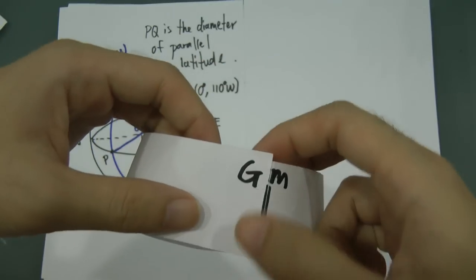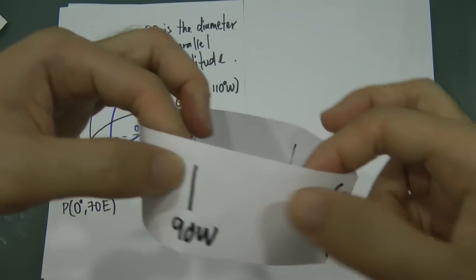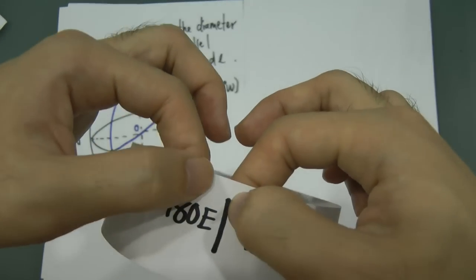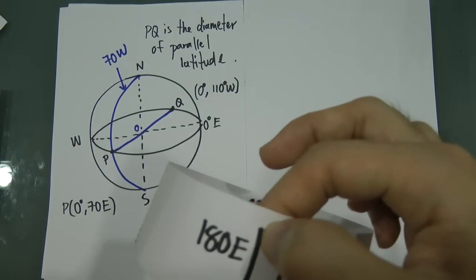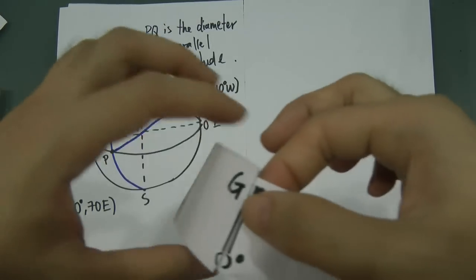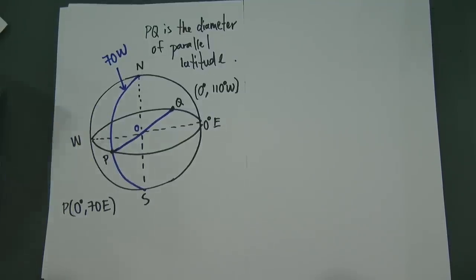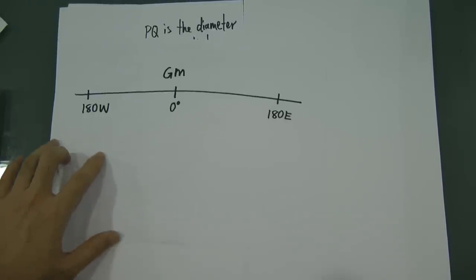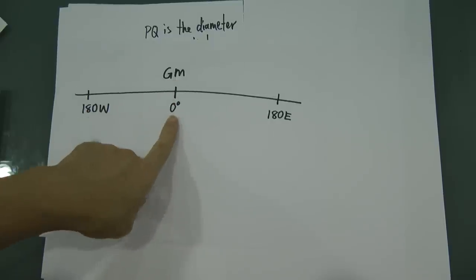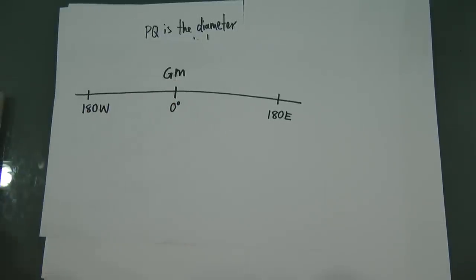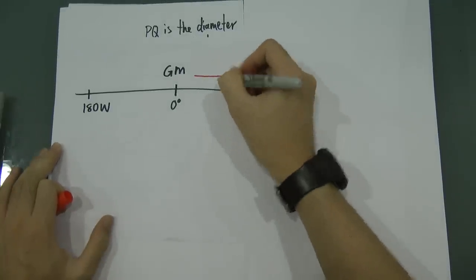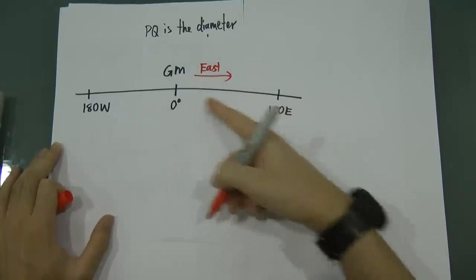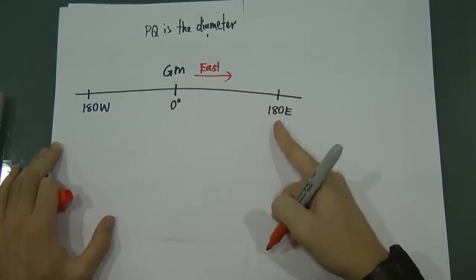What happens if we move 190 degrees to the west? So we move 180 over here, and then we move another 10 degrees over here, 190, right? So you become 170 east. If you can get this concept, let's draw it in a straight line. This is the Greenwich meridian, which is 0. Let me take some marker pen. If I move to the east 180 degrees, I will get 180 east.